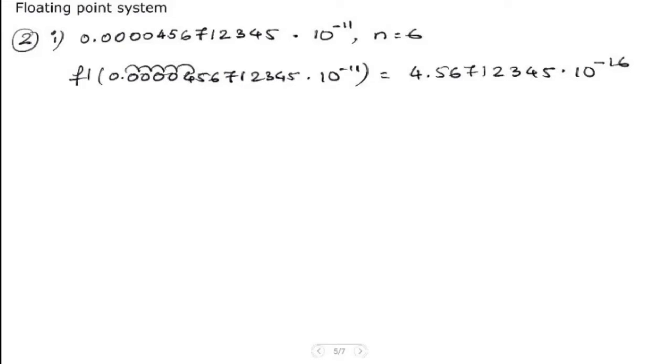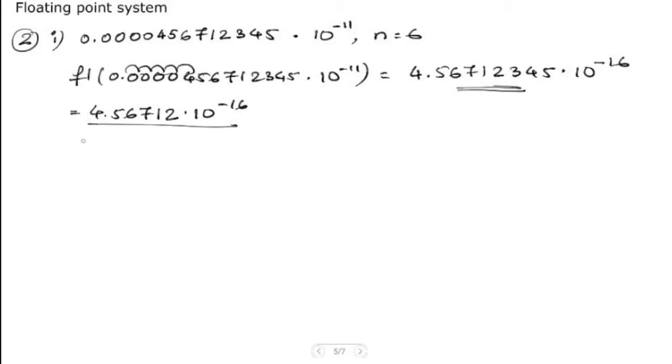And now we have to place this number here to n digits. So we'll just take n significant figures from here. That would be 4.56712. No, sorry, 6 digits, so until 2. Times 10 to the power minus 16. So now we have placed the number into n-digit floating point format here.